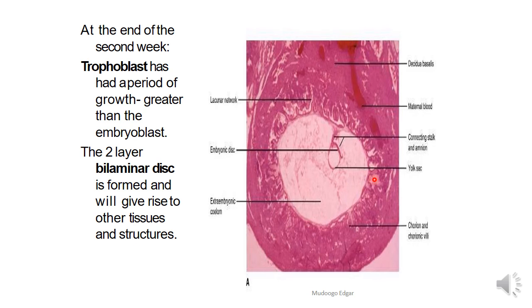This is a histological feature of the embryo inside the uterus. This is the embryo. This is the connecting stalk that binds this developing embryo with the wall of the uterus.